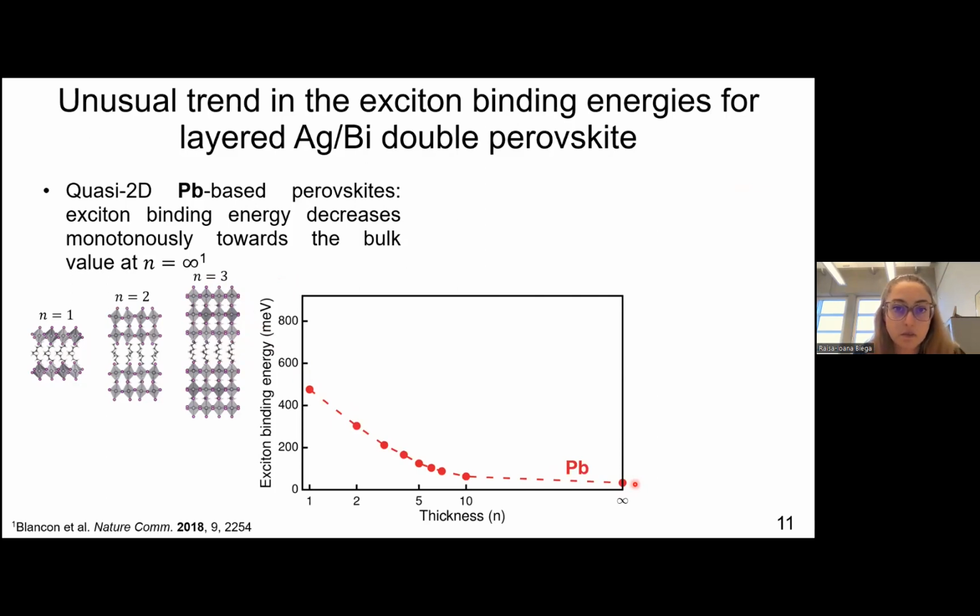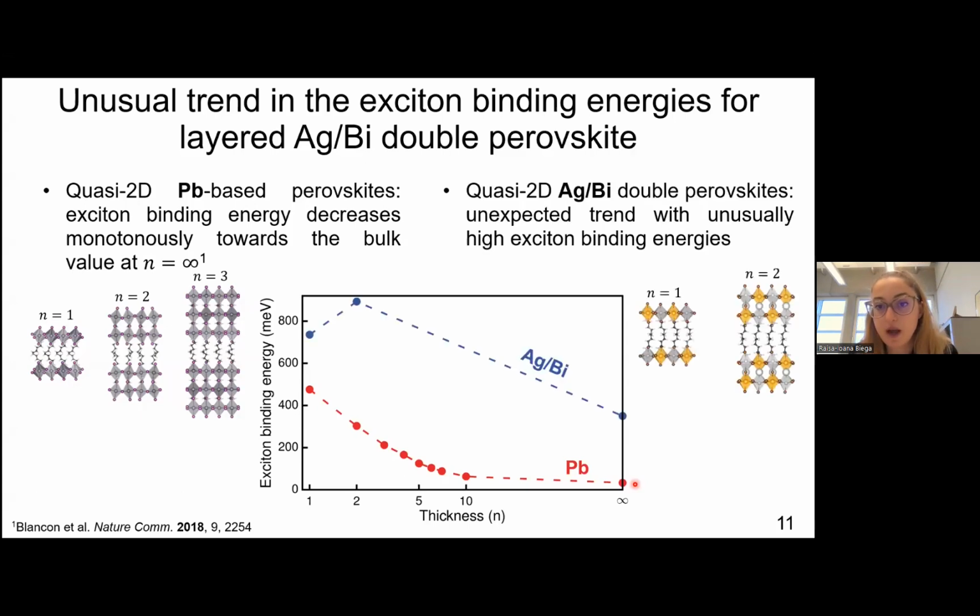Now, this is what you would expect from the 2D double perovskites as well. But what is really happening in those experimental systems that are available in the literature? Unfortunately, for those, we don't have n equals 3 and greater, but for n equals 1 and n equals 2, where n defines the number of perovskite layers, the trend is not the same as the lead-based.